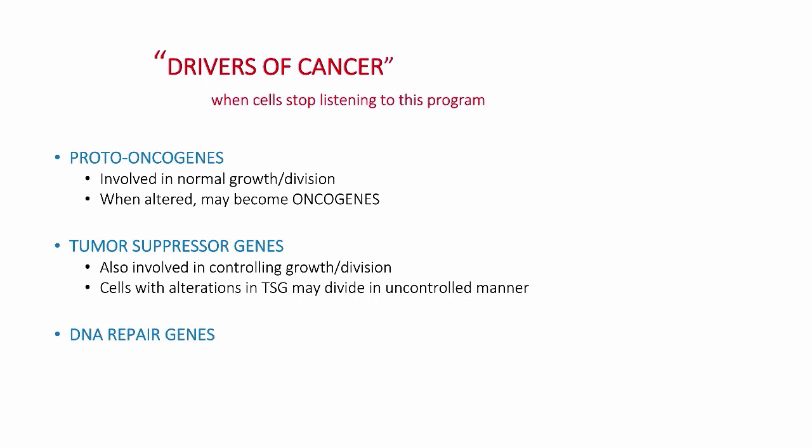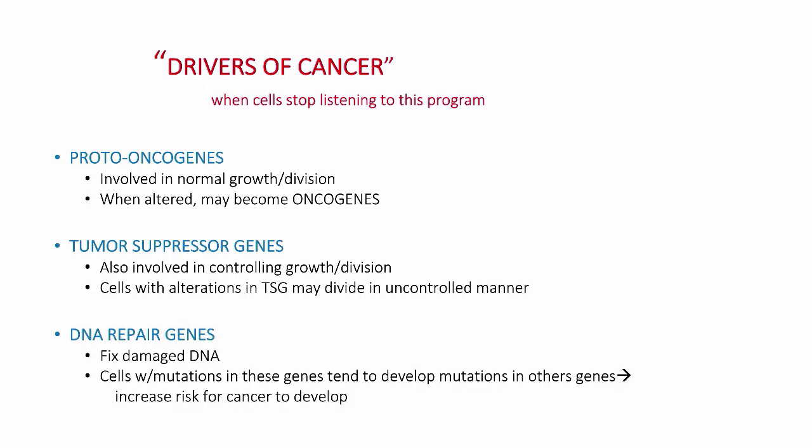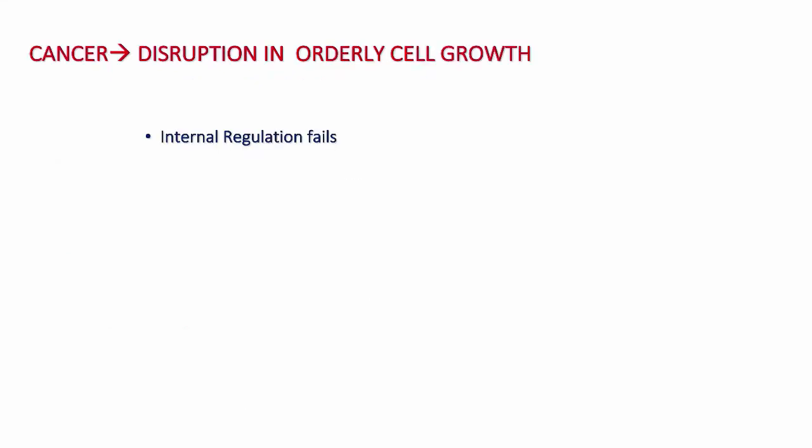And then there are DNA repair genes. We have genes that fix damaged DNA, but cells with mutations in these types of genes tend to develop mutations in other genes. And when the mutations that lead to cancer are not fixed, they're allowed to grow, and cancer can develop. So cancer is a disruption in the orderly growth of cells within the body.